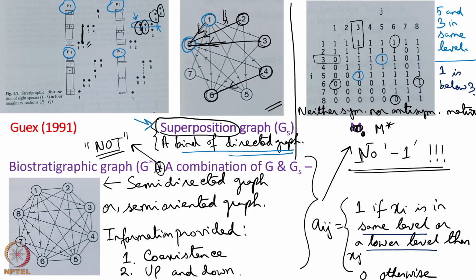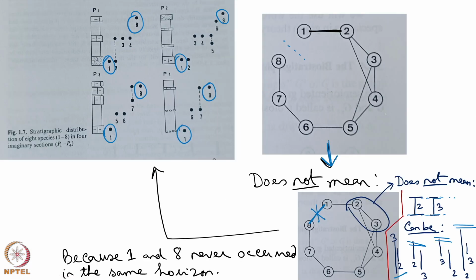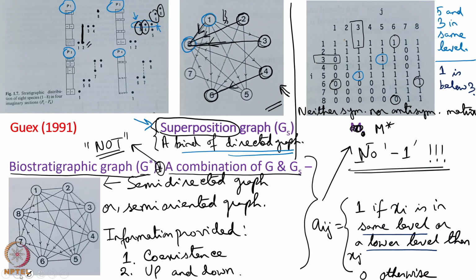Now, we are going to look at the third variety, that is called the biostratigraphy graph G star, a combination of G and GS. First, look at this superposition graph GS and bring all these arrows over here as they are, and then also recollect this graph, the lines which are joining, and bring that over here.